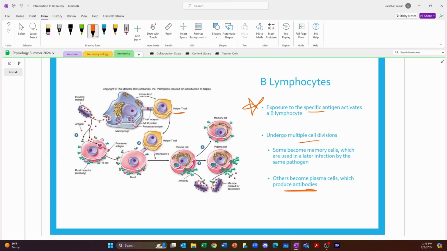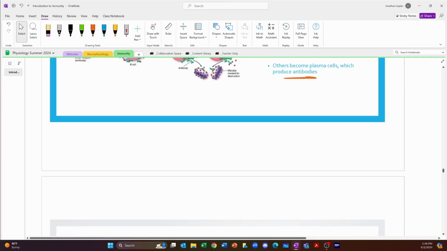And it's not in here, but we'll get to it later on. The helper T cells have the CD4 receptor. So if you ever hear CD4 with HIV/AIDS, CD8 is on the killer T cells. So the proportions of what happens alters your immune system.